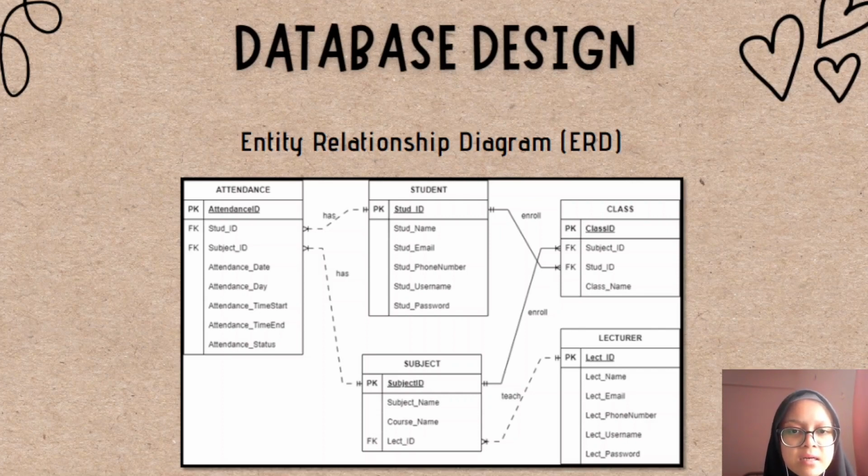For the subject ID, it is a primary key, and for the lecturer ID, it is a foreign key. Entity lecturer, there are attributes such as lecturer ID, lecturer name, lecturer email, lecturer phone number, lecturer username, and also lecturer password. Lecturer ID in the entity lecturer is a primary key.